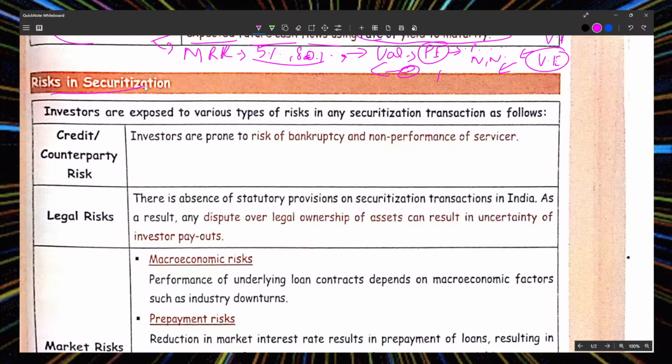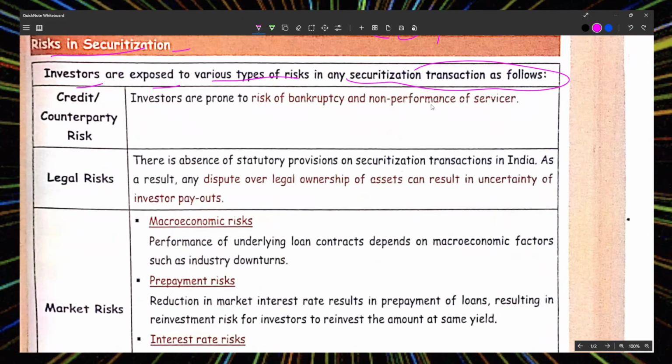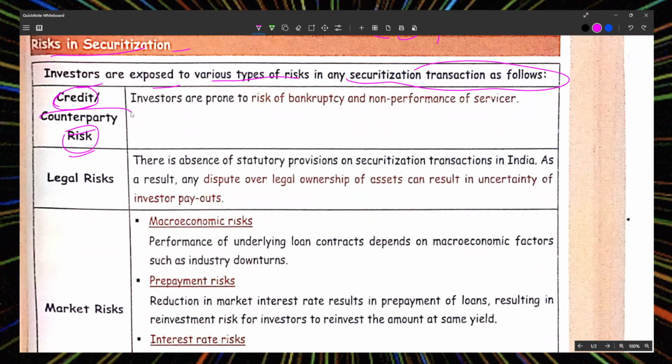Risk in securitization. What are the risks? Investors are exposed to various types of risk in a securitization transaction. What are these? Credit and counterparty risk. So credit risk is there, counterparty risk is there.